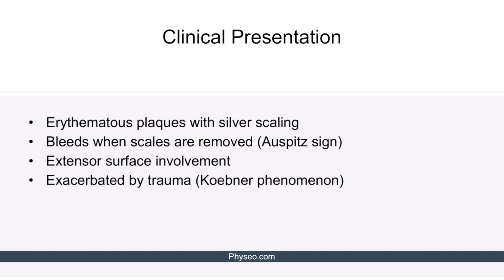The clinical presentation is fairly distinct. As shown previously, patients will have erythematous plaques that are often overlaid by silver scales. Were you to remove these scales, the area would bleed. And this is known as the Auspitz sign and is classically associated with psoriasis. Again, the extensor surfaces tend to be most affected, and the rash will be exacerbated by trauma.